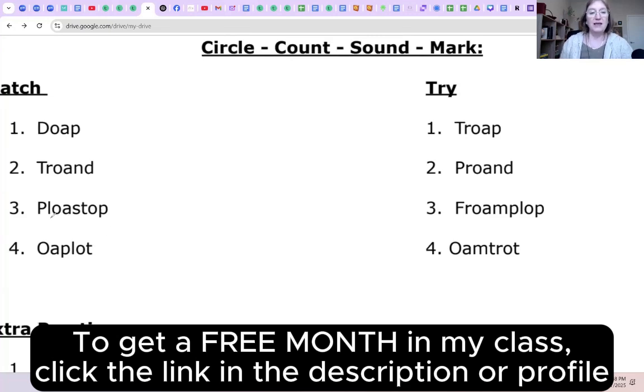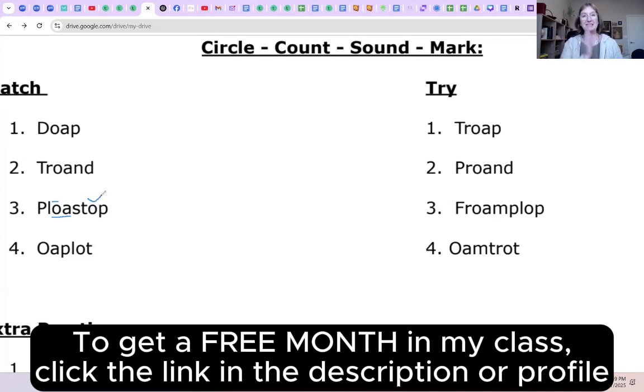So this OA is going to say O. Because of the tap 2 rule, this O has a vowel in the next 1 or 2 spots, so it will say O. This O does not have a vowel in the next 1 or 2 spots, so it will not say O. It will say its regular short sound, ah.